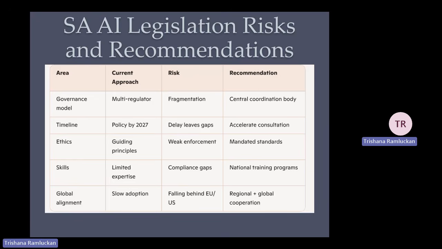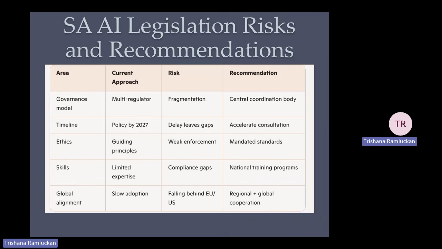So there are risks and recommendations for the AI legislation. The area is the governance model. The current approach is that we use multi-regulators. The risk is lots of fragmentation, and the recommendation is that we need a central coordination body. Then the timeline: policy by 2027, and the risk is that we do have delays.